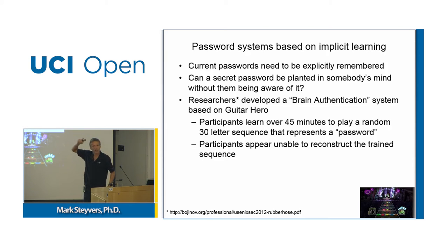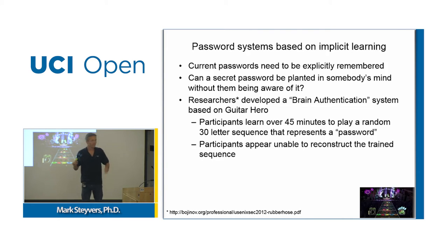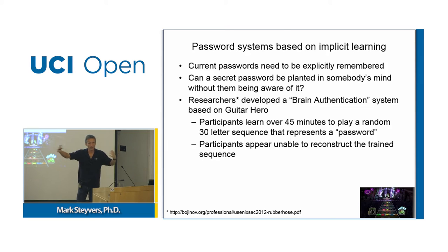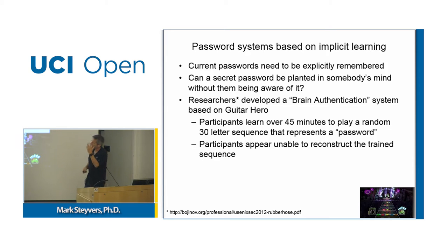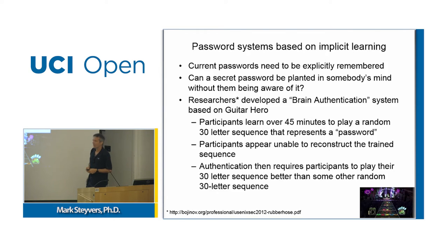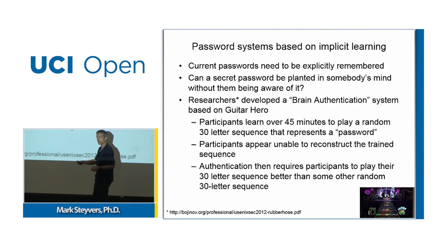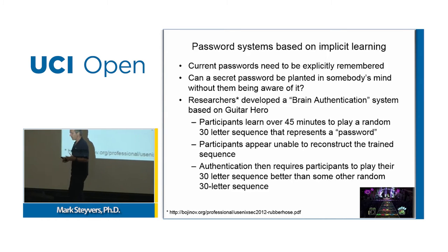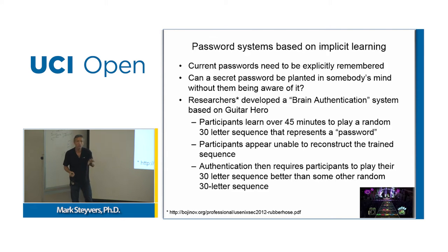When you ask participants to reconstruct that sequence that they've just learned for 45 minutes, they can't retrieve it. Because it's so random, it's so long, the sequence is 30 symbols or buttons long. So you don't have an explicit memory for it. You cannot even recognize it if it's shown right in front of you. And then the remarkable bit is at the time of authentication, the computer presents to you some sequences. If you are playing faster on the sequence that belongs to you because of your implicit memories, then that must be your password, rather than if you play slowly on some other random 30-letter sequence.